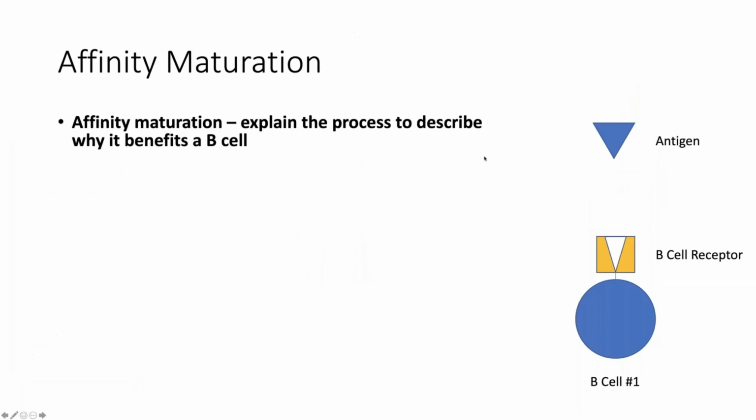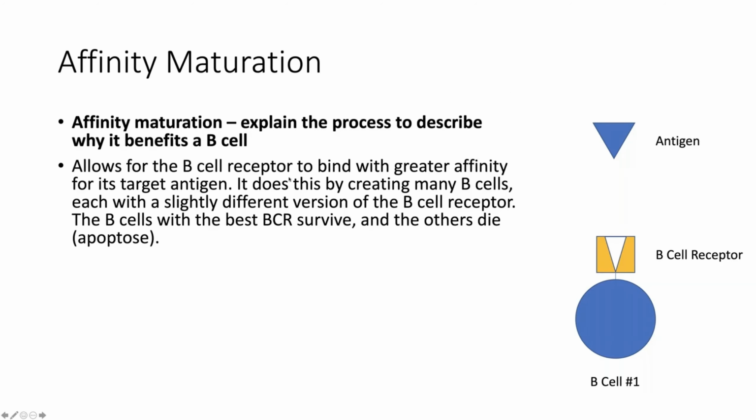So bear with me. So Gianna, affinity maturation. Explain the process and describe why it's going to benefit a B cell. Why is that good for the B cell? So the process we just went over was affinity maturation, whereby the B cells with the B cell receptors that have the highest affinity for the antigen are able to survive and undergo clonal expansion to duplicate themselves. And so I guess it benefits a B cell because it makes it more specialized to one particular antigen. Perfect. Yeah. So the B cell receptor is going to bind with a much greater affinity, which means the future antibody is going to bind with a much better affinity.